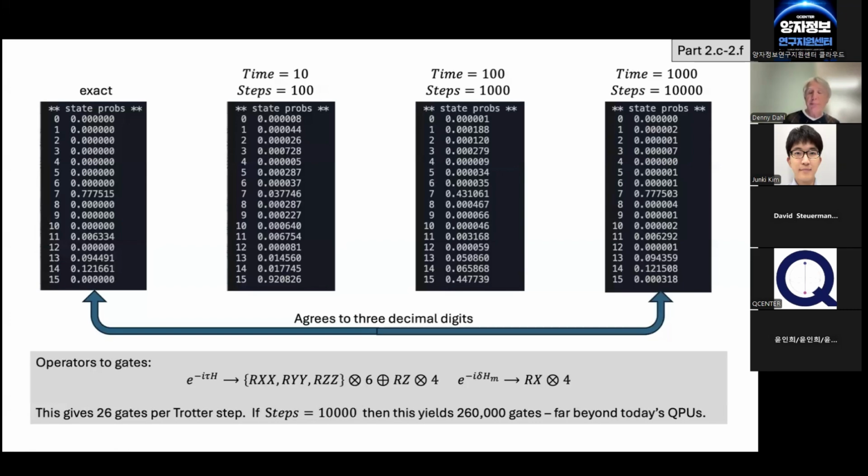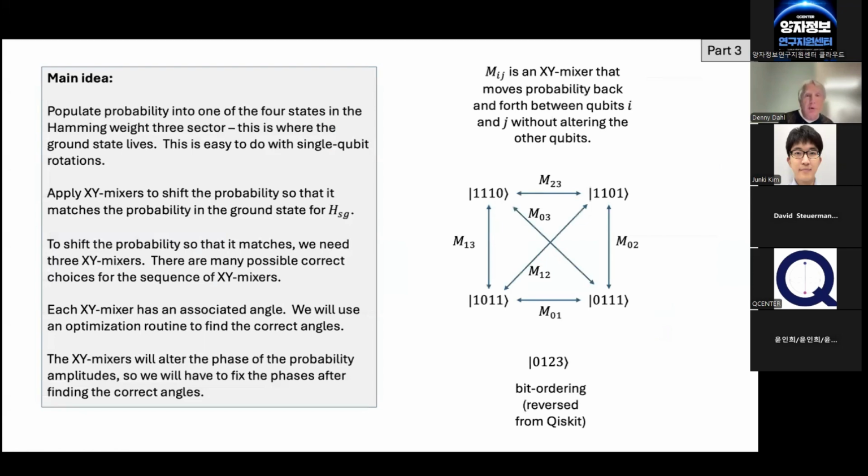So now we're going to go on to part 3. In part 3, the main idea is we're going to take advantage of the fact that there are only 4 states that have non-zero probability. And all these 4 states are in this part of the Hamiltonian or the Hilbert space that has Hamming weight 3. In other words, 3 qubits are turned on and 3 qubits are turned off.